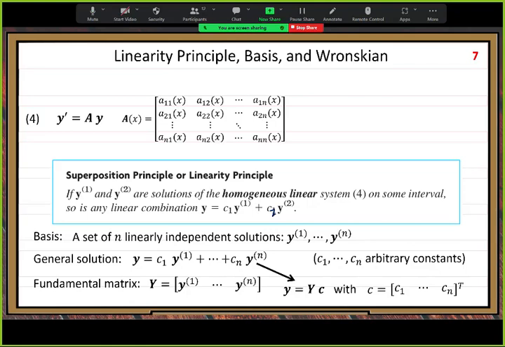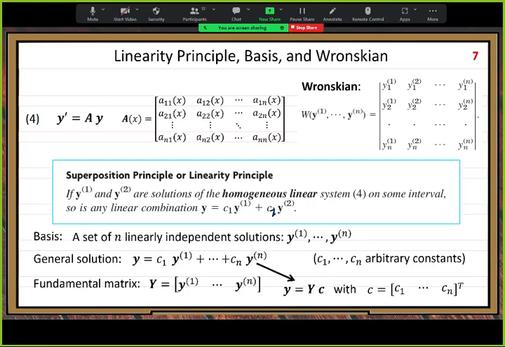Then the Wronskian, the last item. The Wronskian definition: the Wronskian is just the determinant of the fundamental matrix. So here, the Wronskian is the determinant of the fundamental matrix.